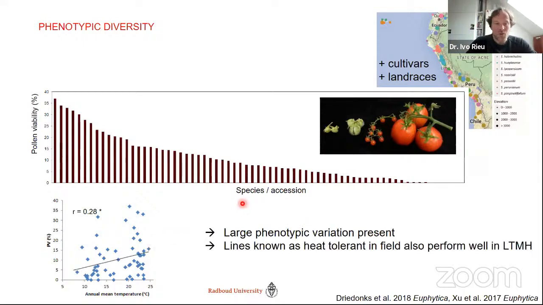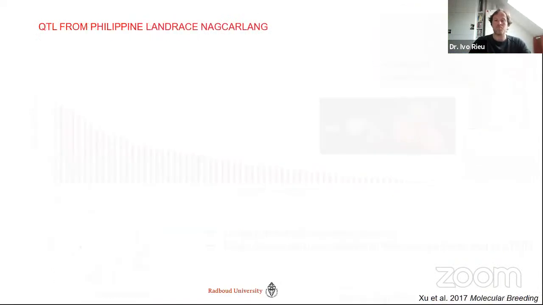But something else we noticed in this screen is that lines that were known from literature to be heat tolerant in the field, so especially already in the last century, there's quite a lot of literature from big field experiments, field trials, and some genotypes popped up as heat tolerant, also performed well in our long-term mild heat controlled conditions in a climate chamber. So that already starts to answer whether LTMH is a good proxy for the heat waves, or whether we should have been looking at heat shock.